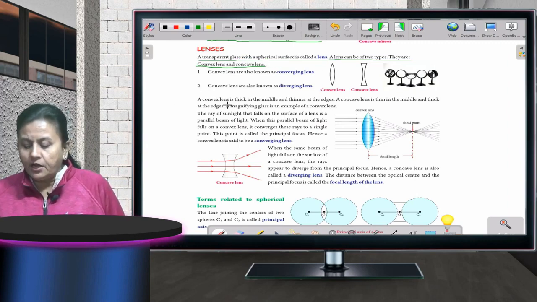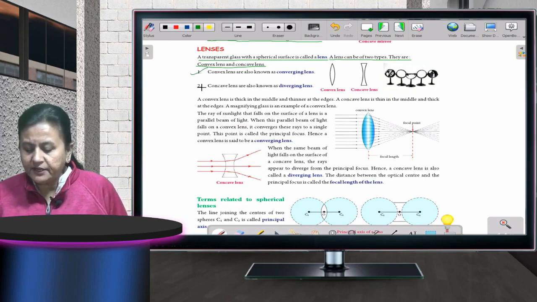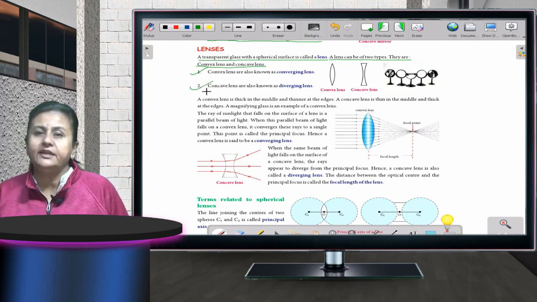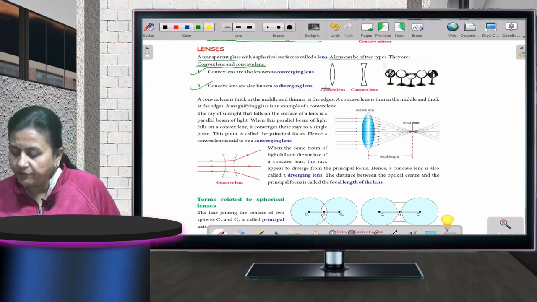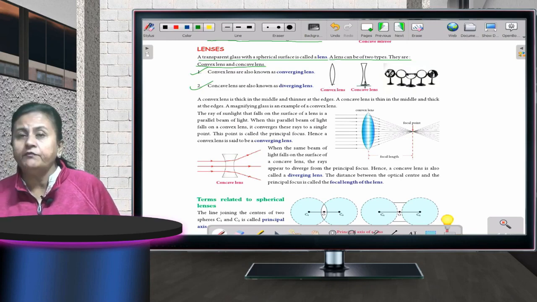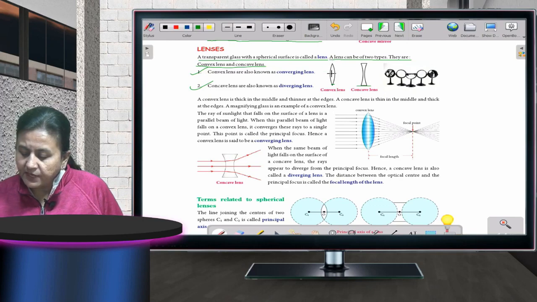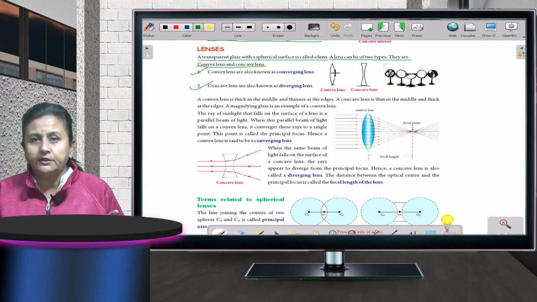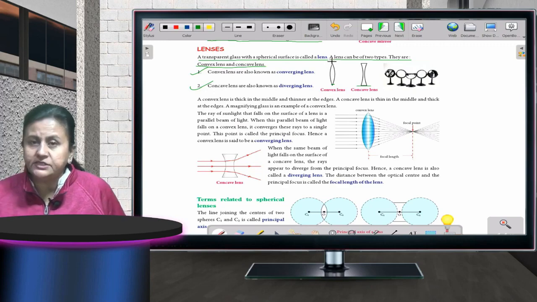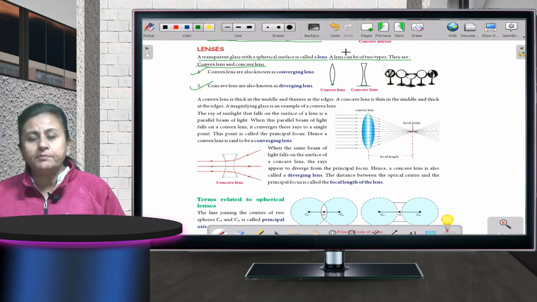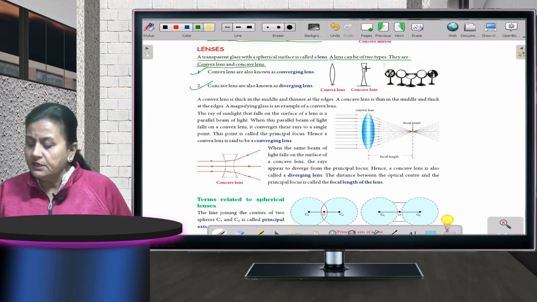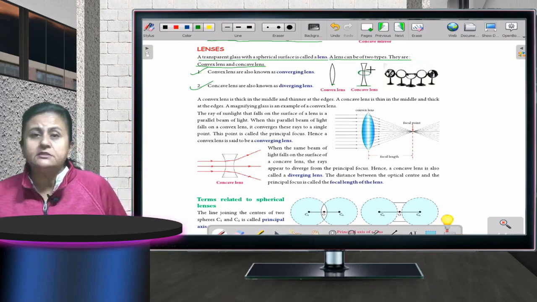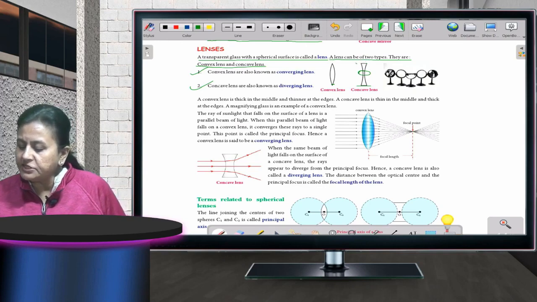Now there are two types of lenses I told you. First is convex lens, known as converging lens, and concave lens, known as diverging lens. You can see this is the diagram of convex lens over here. Now in concave lens, you can see the diagram here. The middle part of the convex lens is thick, but as we go towards the edges, it becomes thin. The opposite of it is in concave lens. The middle part is thin, but at the edges it is broad.